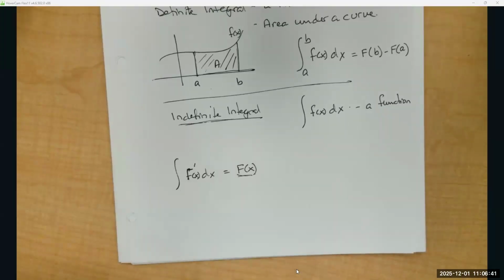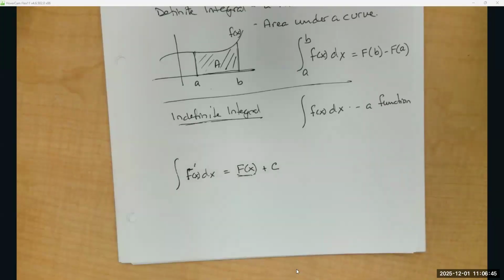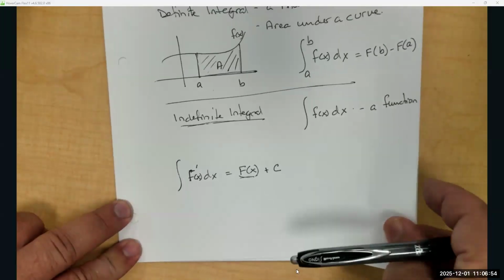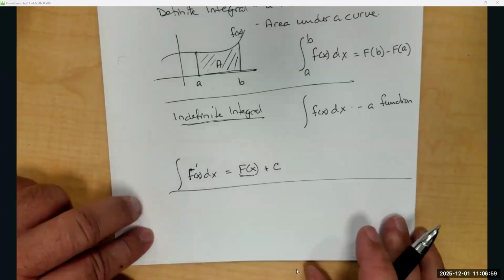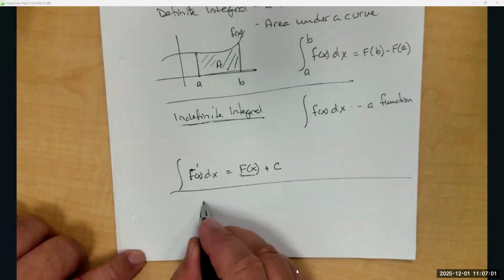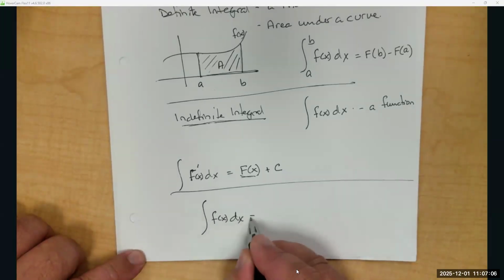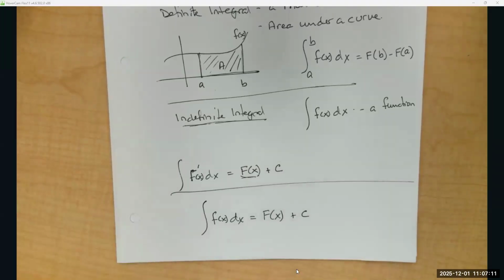So we can have multiple antiderivatives for the same derivative. The only thing different is the constant. And that's what we're going to cover today. So the formula we'll be looking at today is the integral of a function, f of x dx, equal to its antiderivative plus some constant. And there could be multiple of those.